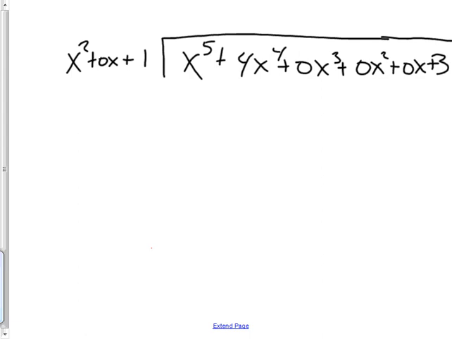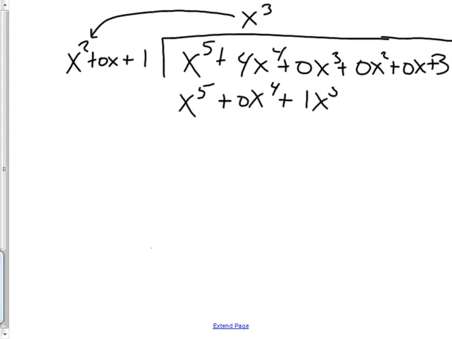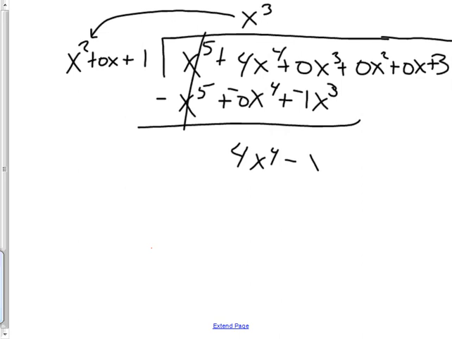All right, here's how you would have started. At the minimum, you would have said, I need an x to the 3rd here, so that when I take this times this, I will get that. So that becomes x to the 5th. And then I take x to the 3rd times the 0x is 0x to the 4th. X to the 3rd times the 1 is plus 1x to the 3rd. Then I go through and change the signs on everything. Negative, negative, negative. Those cancel just like I wanted them to. Those two, just 0, it means the other one stays the same. 4x to the 4th. And then this is minus x to the 3rd.